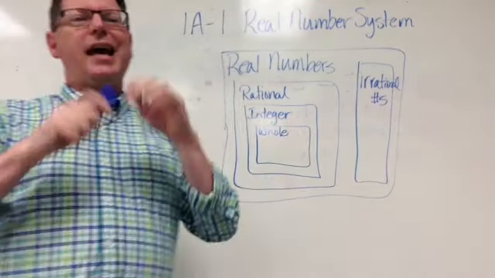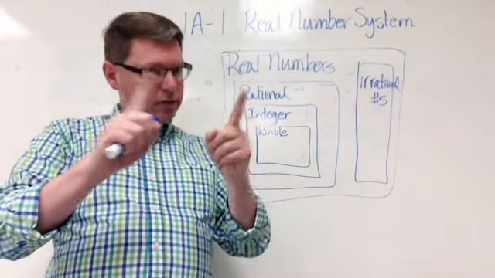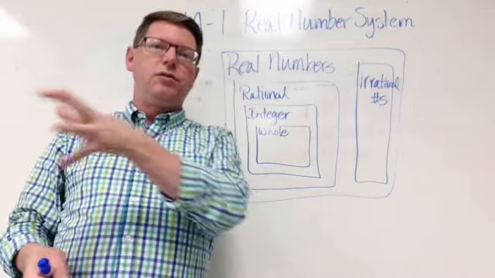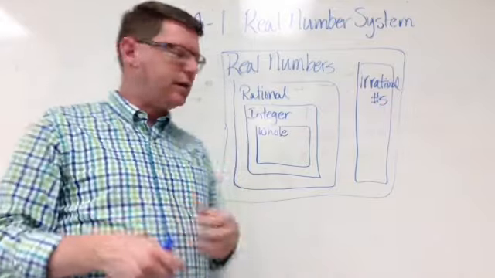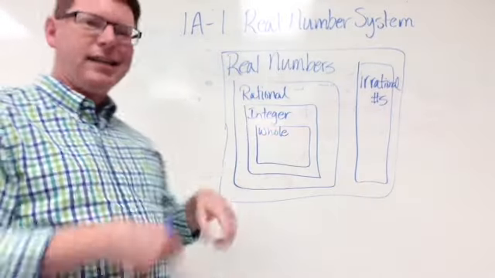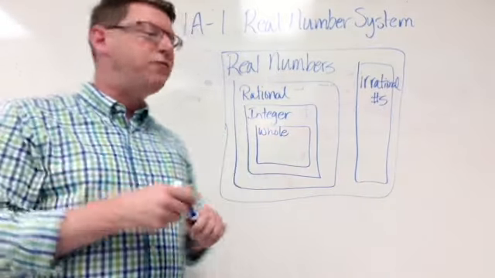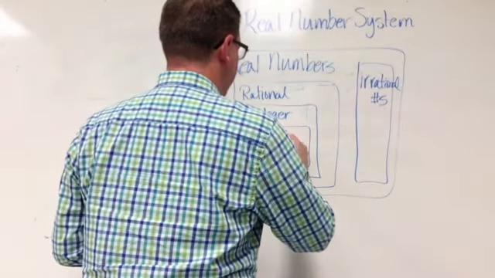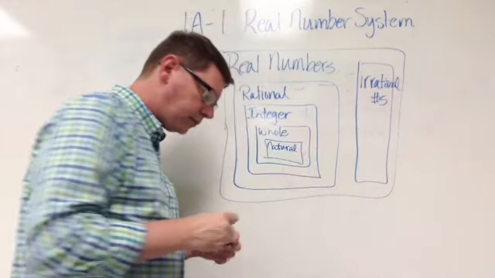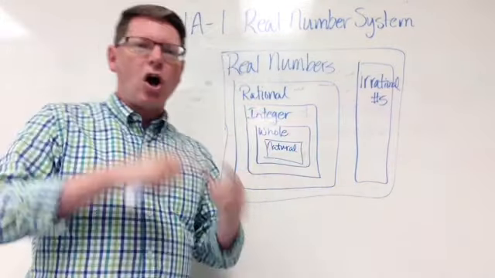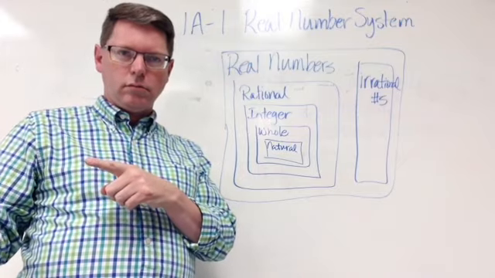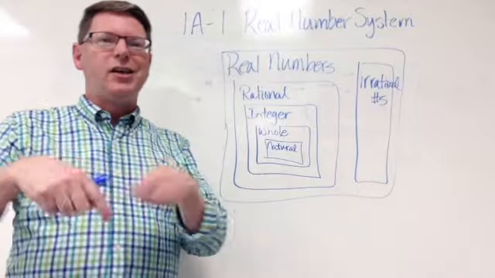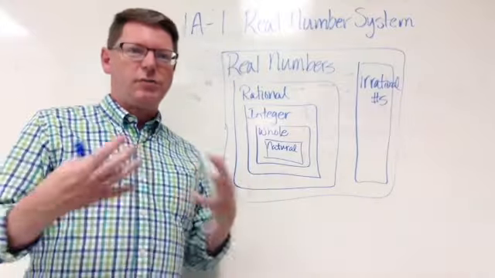Okay? And inside the integers box, we have that group of numbers that we called whole numbers. Every whole number is also an integer. Because the whole numbers were 0, 1, 2, 3, 4, and you can put those in the integer box as well. So that's why we put the whole number box inside the integers. And then finally, we have this small set of numbers that are called natural numbers. Natural numbers are also whole numbers. And they're also integers. And they're also rational numbers, which makes them real numbers.